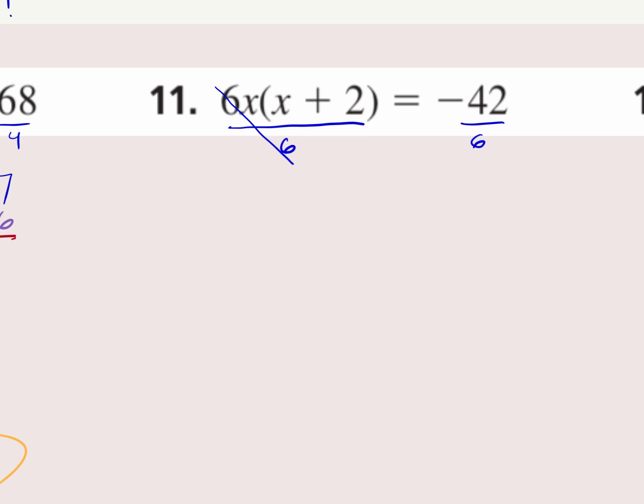So I can do this to start, or I can do it in the second step after I distribute, but it's easier just to do it at the start because you're only dividing the 6 in the beginning, it cancels, and then the 6 at the end. So I have negative 42 divided by 6, which would be negative 7. Then here I have x times x plus 2.